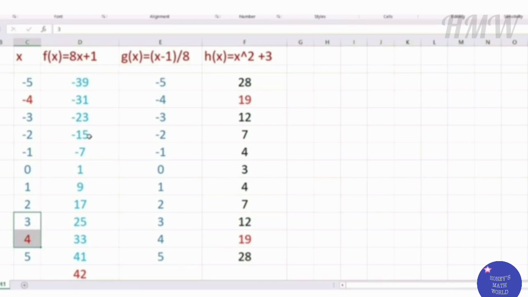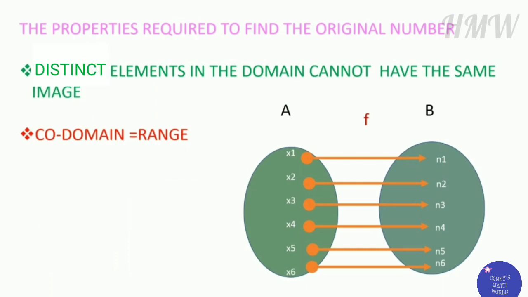So to find the original number, different values cannot have the same image. Different values should have different images. So that is the second condition to find the inverse of an element. What are the two properties we learned to find the original number? Distinct elements in the domain cannot have the same image. That means distinct elements should have distinct images. Second thing, codomain should be equal to the range. That means all the elements in set B should be related to some elements in set A.